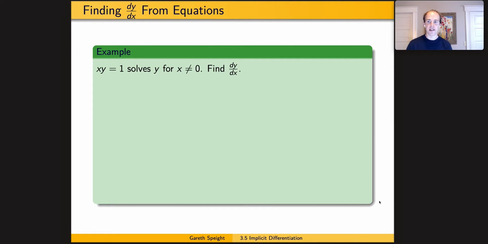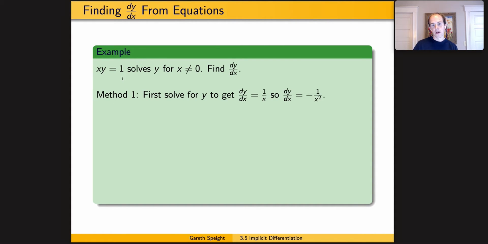Okay, so let's see how to apply this to equations. So here's a very simple example where we can do it both ways, but let's see that we get the same answer. So we're looking at the simple equation, xy equals 1, and it defines y in terms of x for x not equal to 0. And our task is to find dy over dx from this equation. So one method, if we don't use anything from this section, would be just to write y equals 1 over x. So we would get dy over dx equals minus 1 over x squared. That doesn't use anything we just talked about.